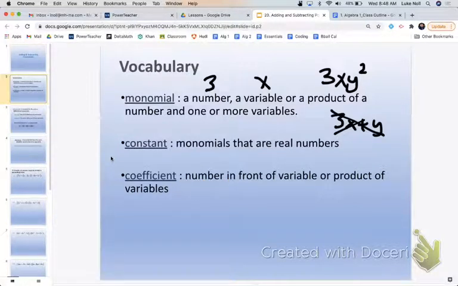Coefficient is the number that's in front of the variable that's being multiplied. That's a product of the variables, right? So, in this monomial, the coefficient is obviously 3, right? It's the number being multiplied to the variables, right? If I gave you this monomial, the coefficient would be -4. It's the number in front that's being multiplied to the variables.